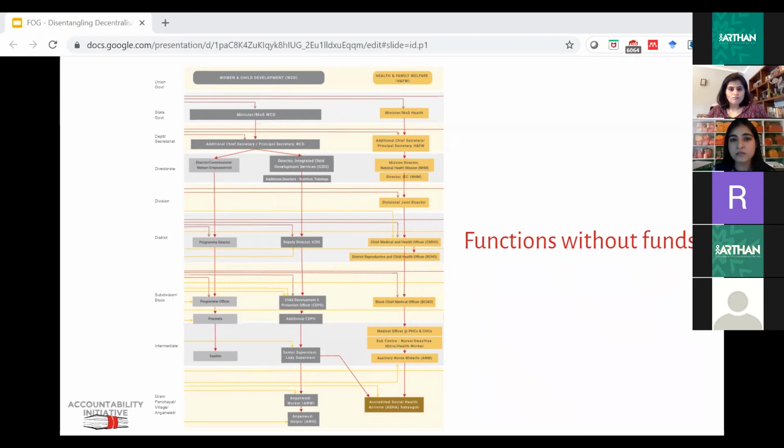So, you know, these are cases where the functions have been given to the Anganwadi workers, but they don't actually have the funds in order to actually carry them through. And from the outside, it often seems to us that these functionaries are just lazy, whereas in reality, it's a case of the funds not being there.